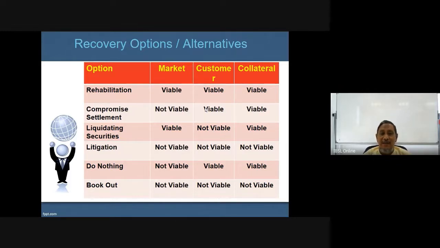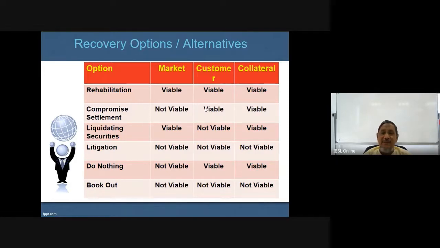Then next option is compromise settlement. Market is completely paralyzed. Market is no more there. That product does not have a market. Cannot sell. In other words, his product is not saleable. There's no market to sell. There's no buyers. Market is completely paralyzed.